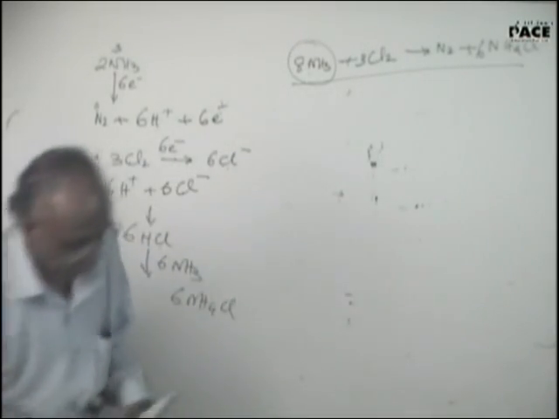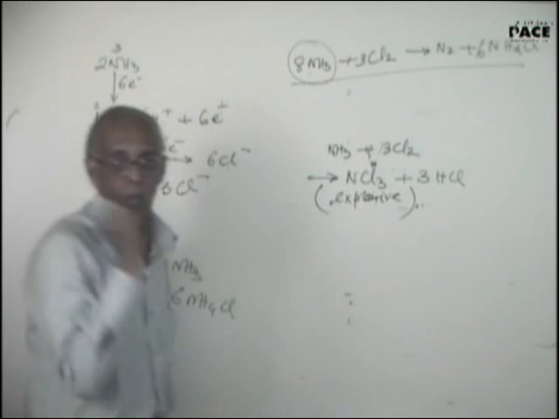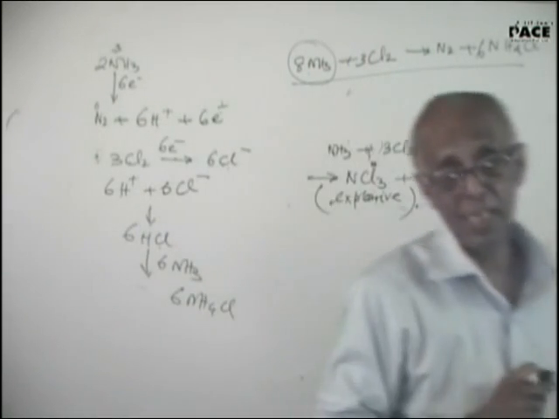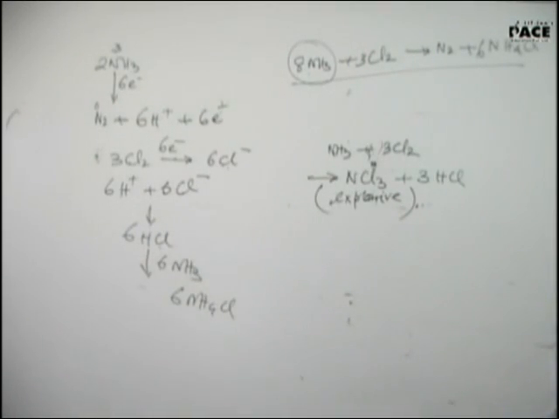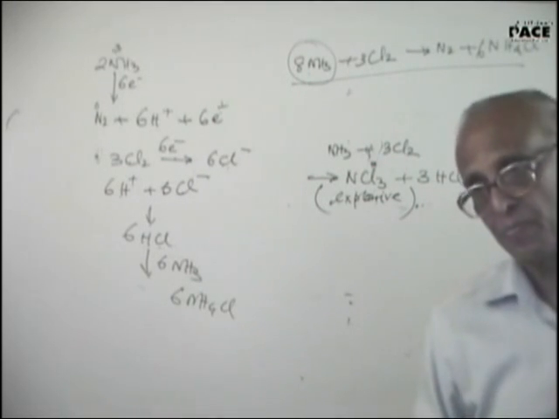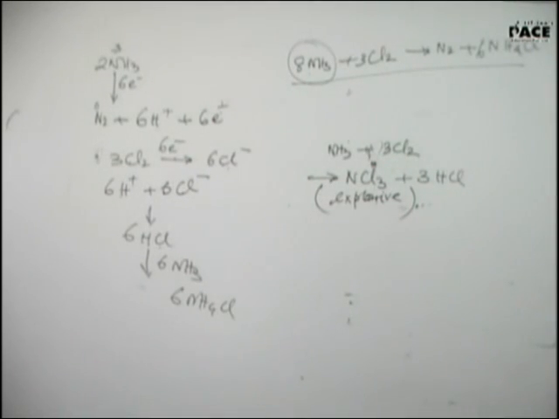You have excess of chlorine. When ammonia is reacted with excess of chlorine, you get NCl3 plus HCl. And NCl3 is a very explosive substance.